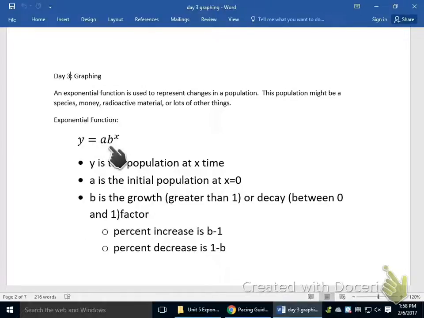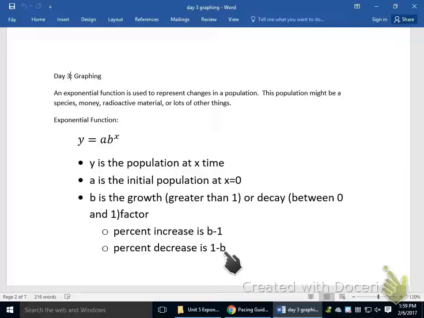B is our growth or decay factor. So what happens is a is going to always be the initial population at x equals 0. That can change occasionally according to how it's set up, but let's assume that that's going to be the case most of the time. So whenever you're gaining 20% on your population, b would be 1.2, because you're at 120% of what you were. If you were losing 20%, you'd be at 0.8.